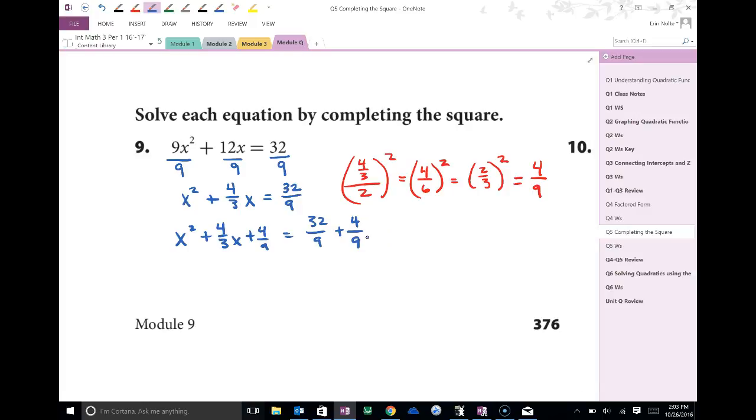All right, so now on the left-hand side, I need to factor this. Remember, the whole purpose of completing the square is that it becomes a perfect binomial. That means both of the quantities are exactly the same. So what two numbers multiply to 4 ninths and add to 4 thirds? They are the same number. 2 thirds.